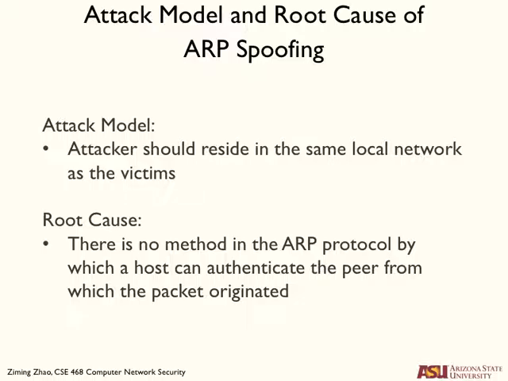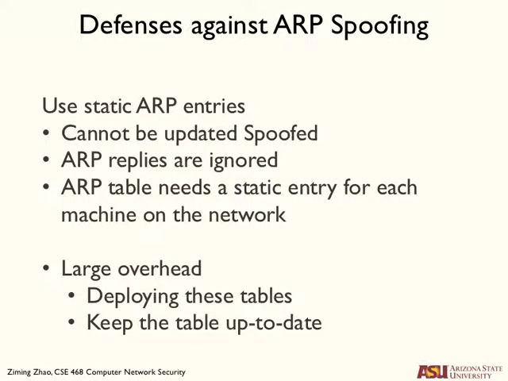And the root cause of this attack is that there is no method in the protocol itself that can authenticate the peers from which the packet originated. So for the ARP messages, we cannot authenticate that they are from the actual host. So how do we defend against this attack?